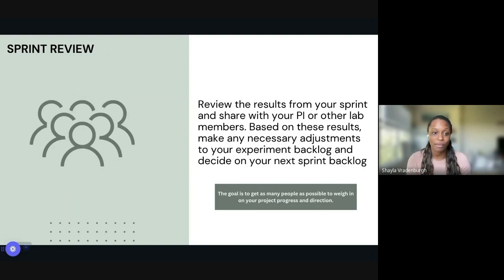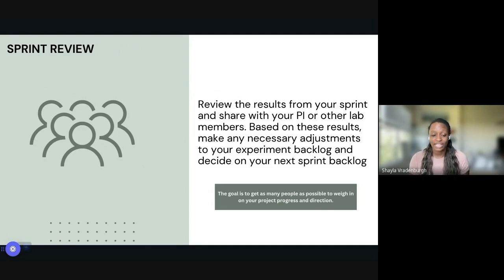Next item that I'll talk about is the sprint review. The idea with the sprint review is that essentially you're sharing what you accomplished during your sprint, and then based off of what results were able to be pulled out, any information you gained, and any barriers that you ran into, you're getting feedback from a larger group of people on how to proceed forward, and then deciding what you are going to do in the next sprint.